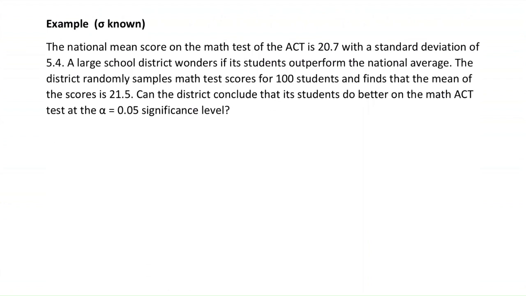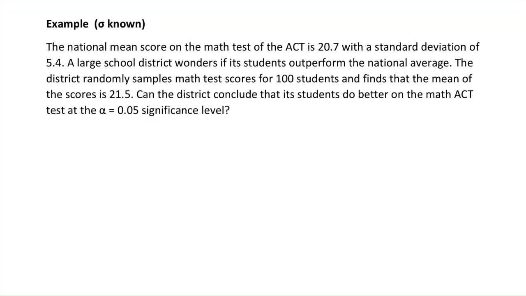So the national mean score on the math test of the ACT is 20.7 with a standard deviation of 5.4. A large school district wonders if its students outperform the national average. The district randomly samples math test scores for 100 students and finds that the mean of the scores is 21.5. Can the district conclude that its students do better on the math ACT test at the alpha equals 0.05 significance level?